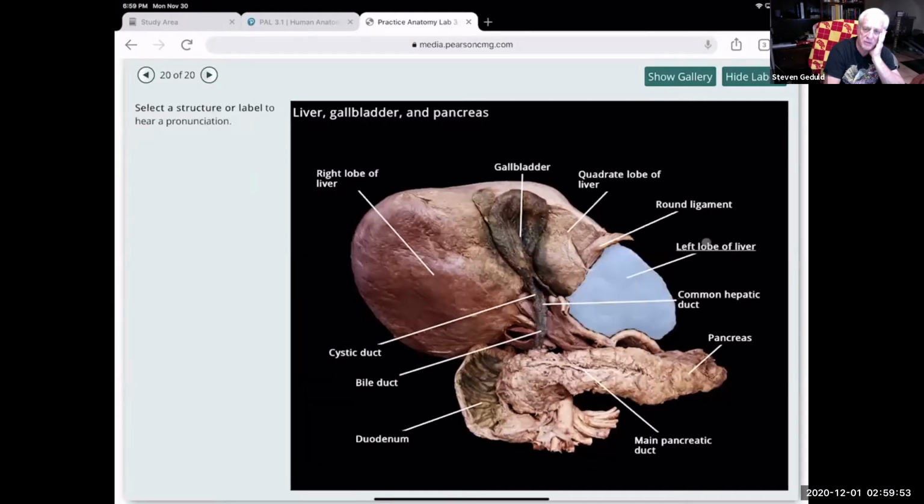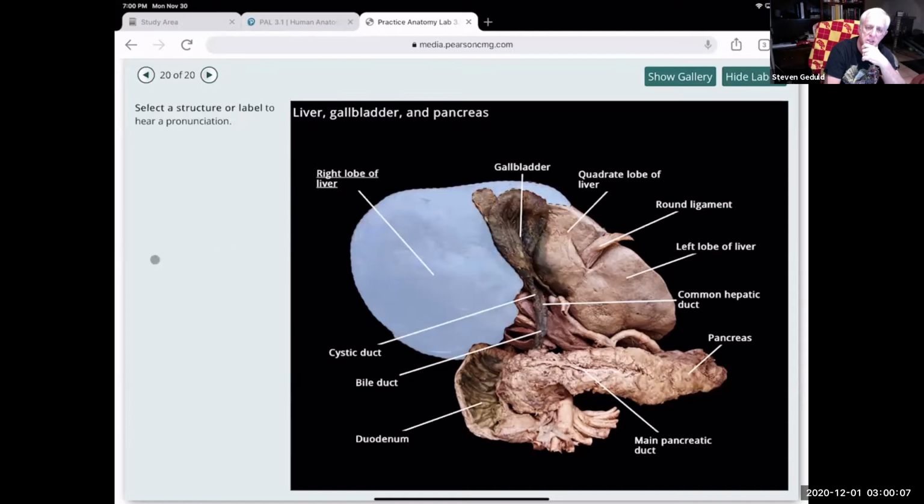Left lobe of the liver, the round ligament that helps suspend or support the liver. Quadrate lobe of the liver, just to the gallbladder. I think that's all of it.